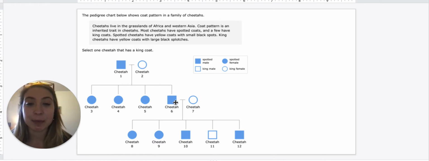But then this spotted male meets a king female, and if they have babies and reproduce, we see now they have a spotted female, a spotted male, a king male, and then a spotted male. So we can see down each trait and characteristic that the cheetahs have. Now let's practice with one of our homework assignments today.